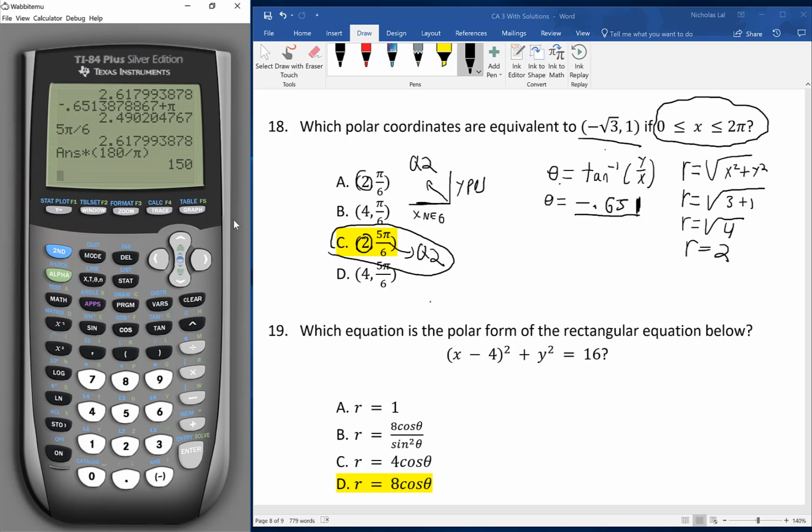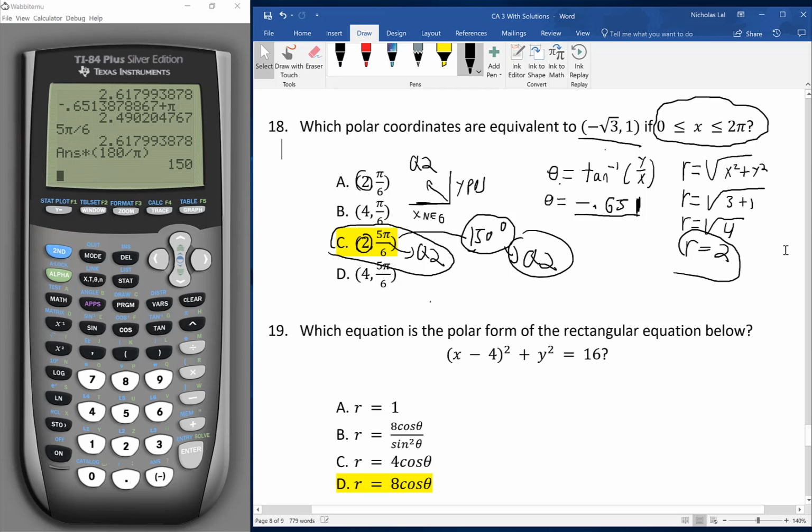That's 150 degrees. And because this is 150 degrees, there's no other way to put it. That's the quadrant 2 angle. So this is the only one where r is 2 and you have your quadrant 2 angle. All right. Moving along.